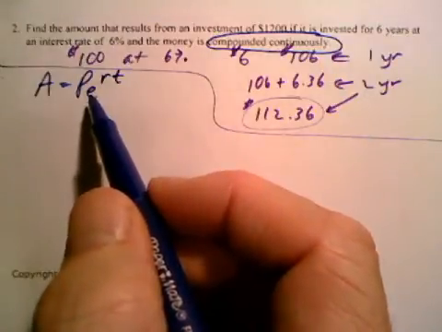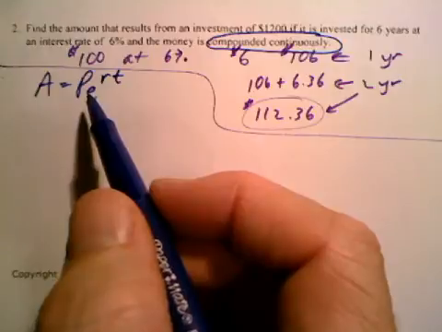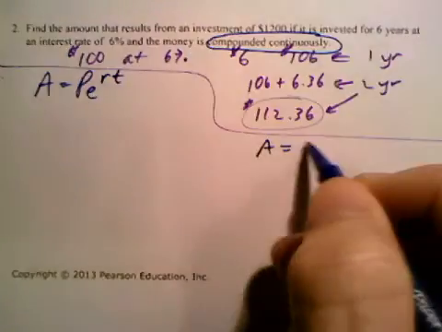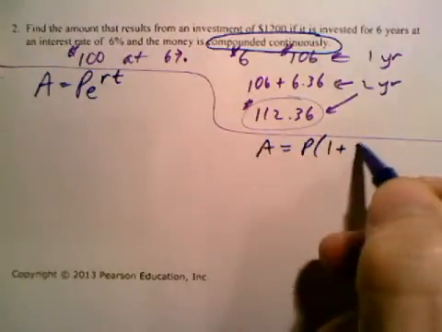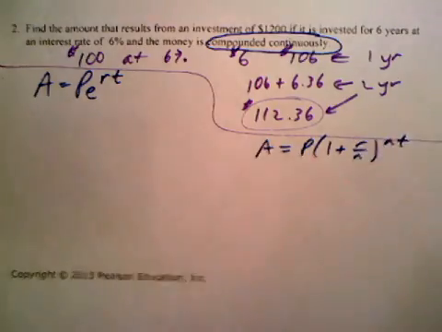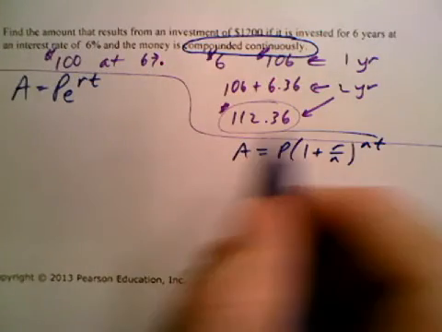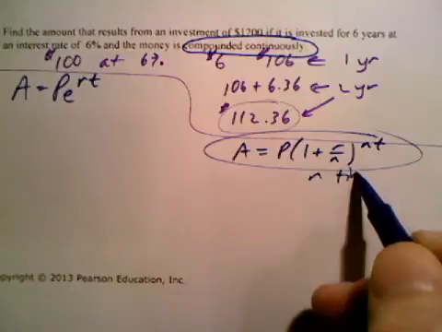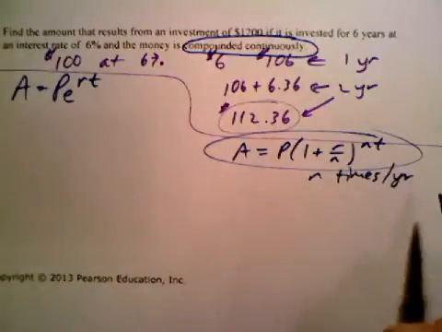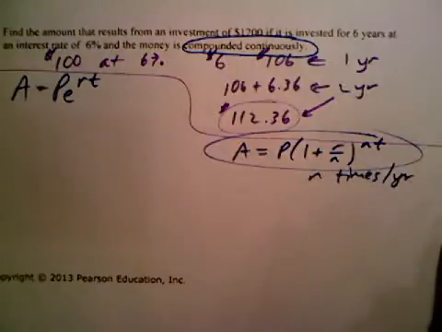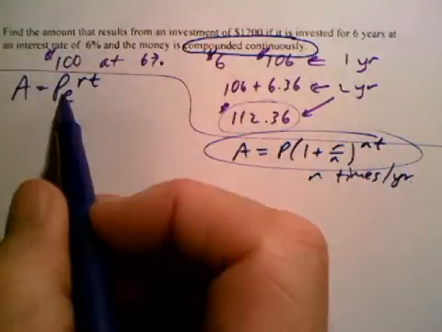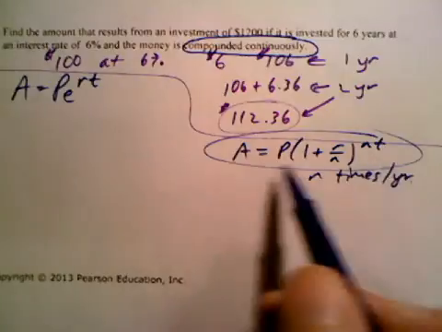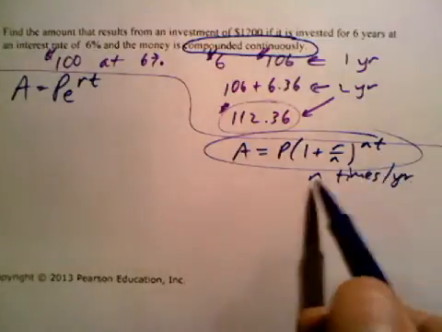Every other time you're going to use the other formula, A equals P times 1 plus R over N to the NT. Okay, that's the formula for N times per year, N times per year for the interest being compounded. So you just have to figure out how many times it's compounded, N times per year. And remember, parentheses, if it's N times per year.